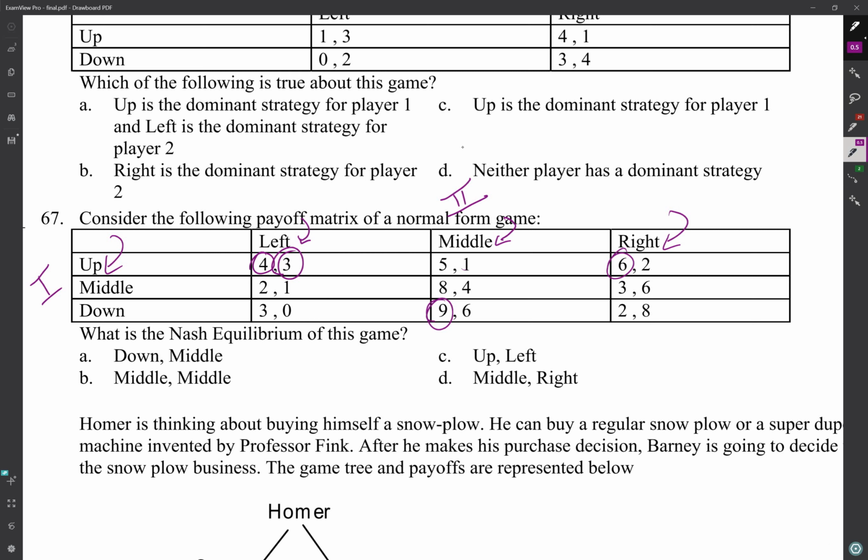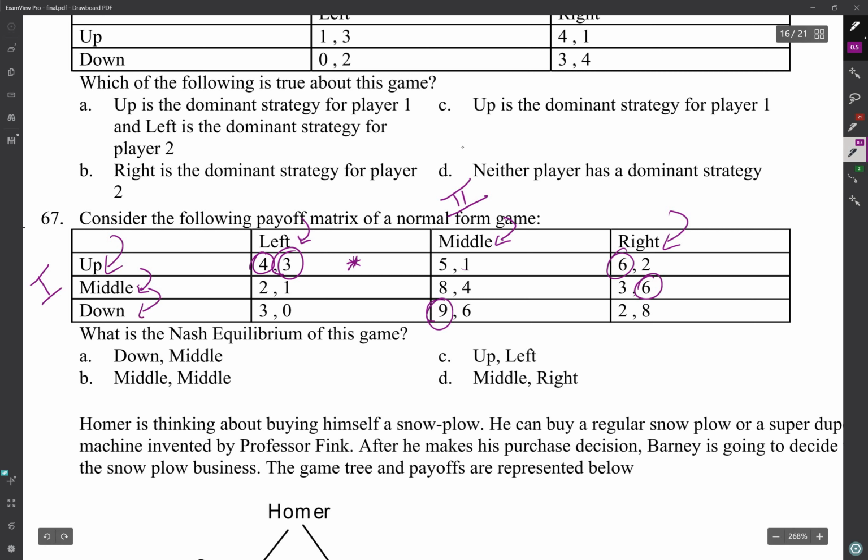That just gave us a mutual best response. In other words, it's a Nash equilibrium. I'm going to put a star there. What if player 1 chose middle? Well, I would get a payoff of 1 if I chose left, 4 if I chose middle, and 6 if I chose right. So I'm going to definitely go right.